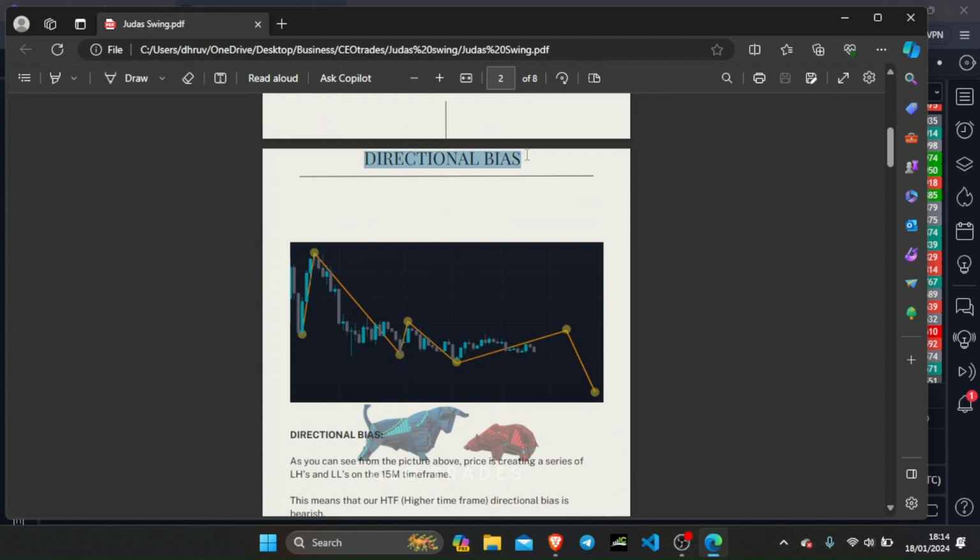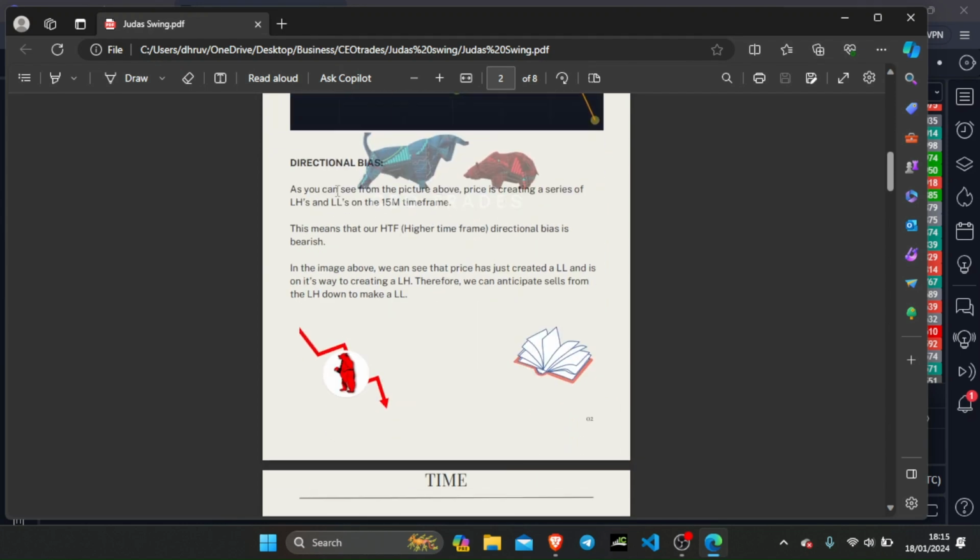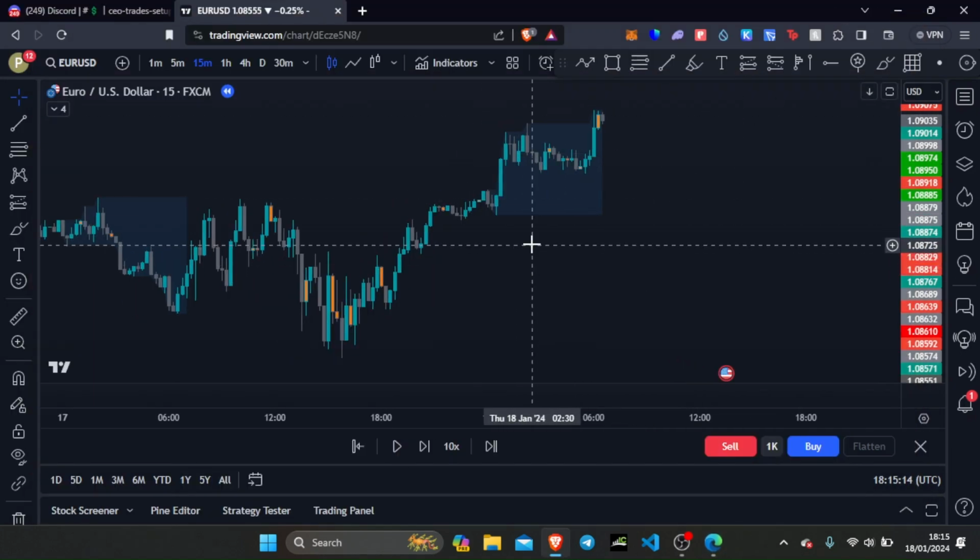And the number one thing, or the first thing that we have to do when it comes to trading the Judas swing, is figure out our directional bias. So as you can see, it says that for the directional bias, we are on the 15-minute time frame, and we're using the 15-minute time frame to figure out our directional bias. So let's jump onto the charts and see where we are.